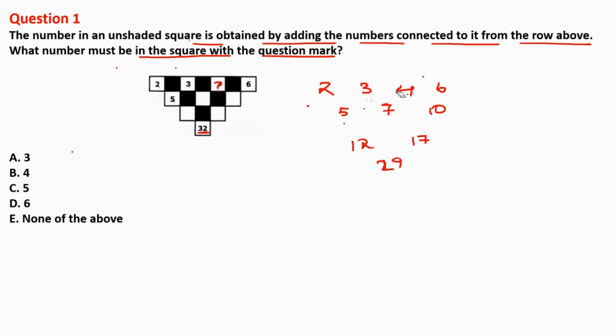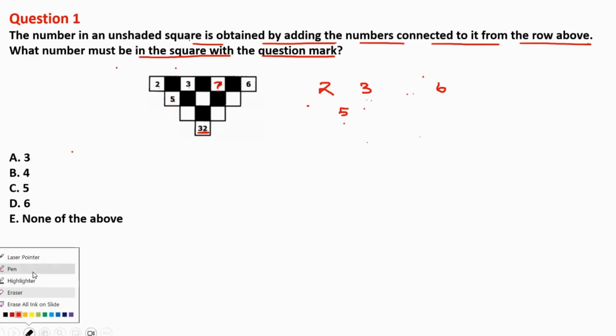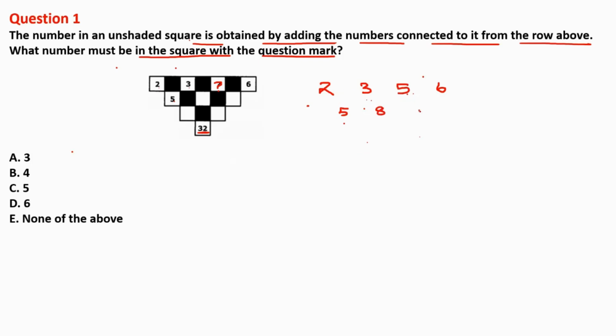So this is called the trial and error method. We keep on trying, and if none of the options match, obviously none of the above, option E, is our answer. So the third option being 5, we can try it with 5. If you write 5 over here, 2 plus 3, 5, 5 plus 3, 8, 6 plus 5 is 11. Next, 8 plus 5 is 13, 11 plus 8 is 19. 19 plus 13, it's 32. Does it match? Yes. Hence, we can conclude that 5 is our correct answer, option C.